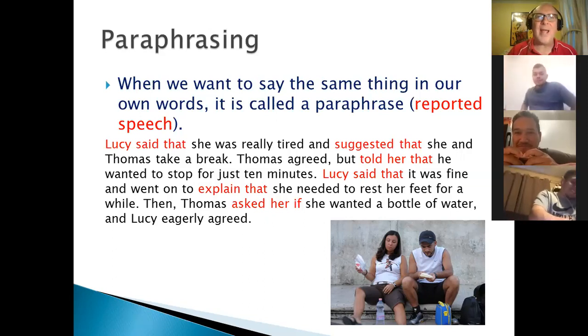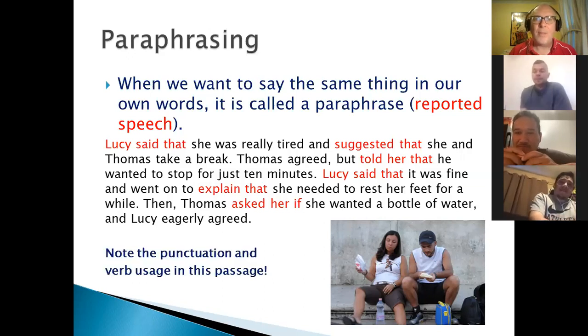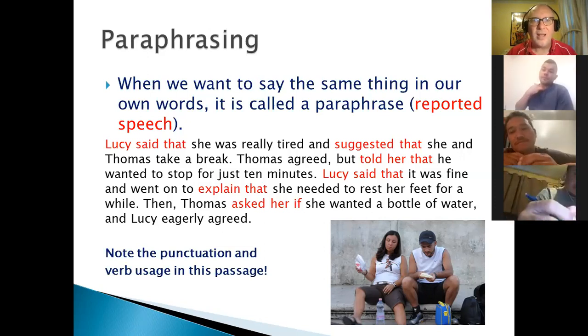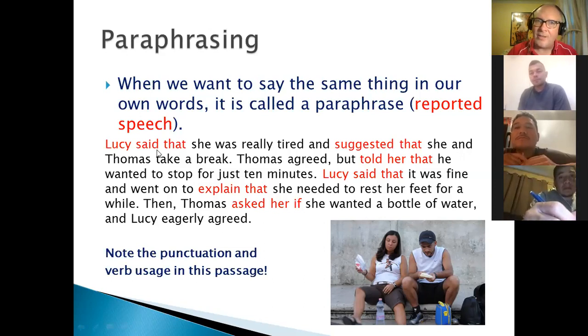So here we have the punctuation is different and the verbs are different. Notice, no commas. I needed commas after said in direct quotation, right? Lucy said, comma. Notice I can also use that. I use that in many different cases here, right? And for questions, I need to use that question form that we were using yesterday. Remember, if in a question.